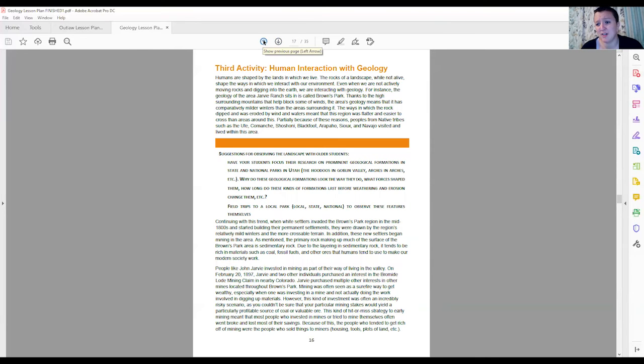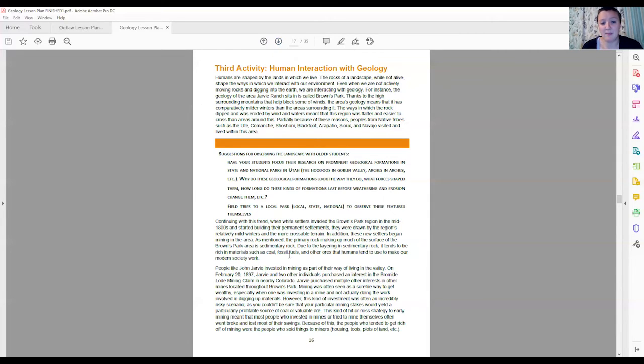For the last portion of this activity, you're going to want to encourage students to start thinking about the ways that humans interact with geology. We tend to have an idea that since rocks are not alive, they are not that important to our environment, but they make up the very bones of our environment. And the ways that people survive in their environment is very often tied to the geology of it.